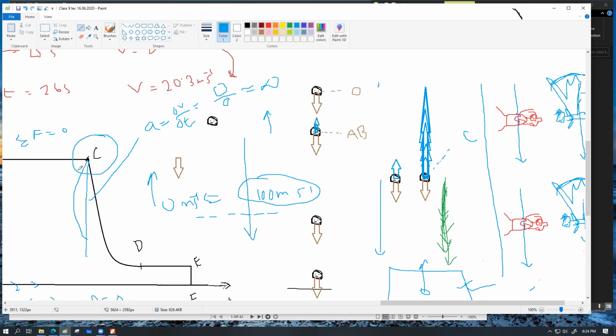Because if the person was supposed to go upwards, then this downward falling velocity first had to become zero. That's what I mentioned over here. That first you have to stop the falling body to zero, and then only you can start making the object go upwards.